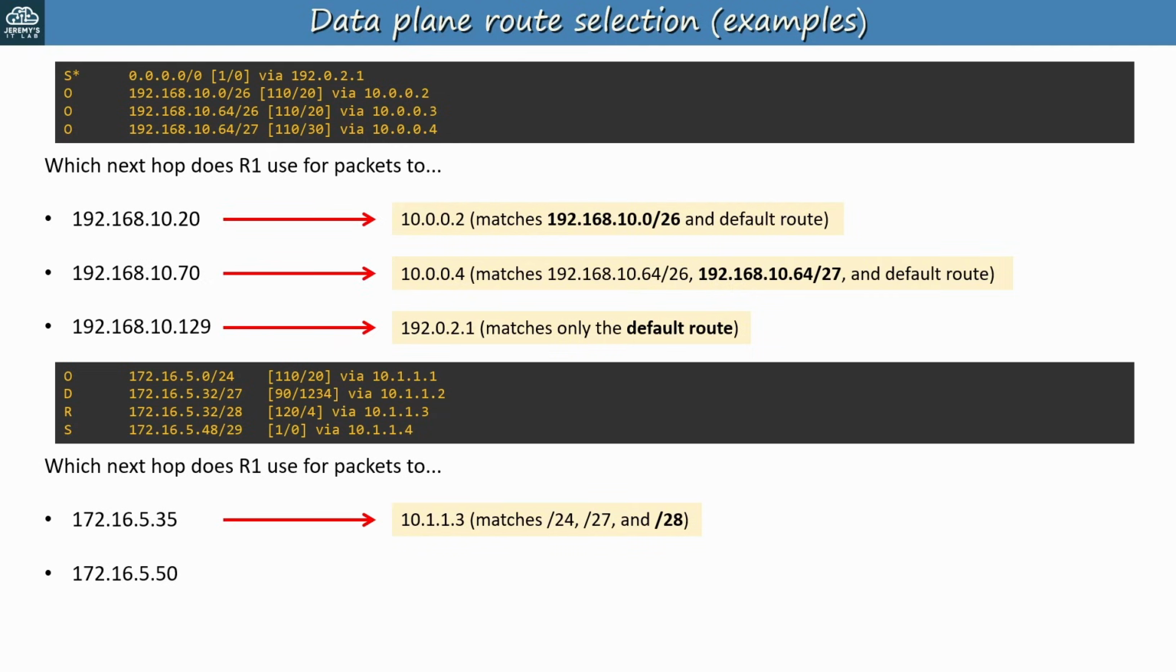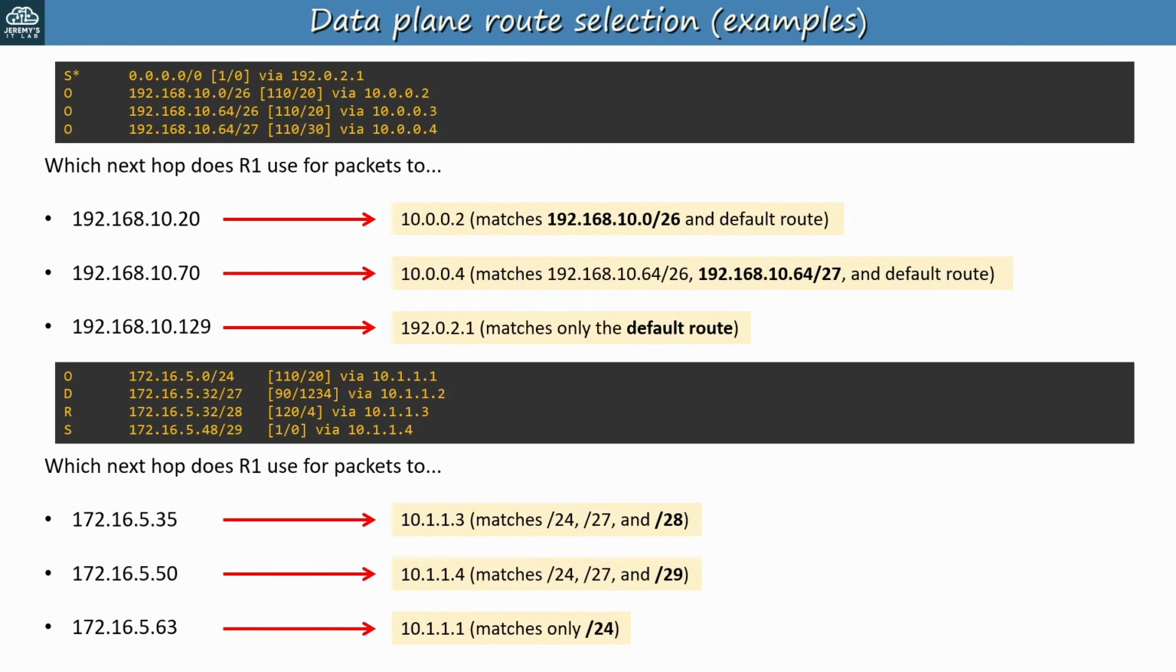Next, what about packets destined for .50? Again, feel free to pause if you want to think about the answer. This address also matches 3 routes, the /24, /27, and /29 routes. So the /29 route is selected, and the packet is forwarded to 10.1.1.4. And one last example. This time the packet is for .63. Once again, pause the video if you want to think about it. This packet's destination matches only one route, the /24 route, so it will use next hop 10.1.1.1.